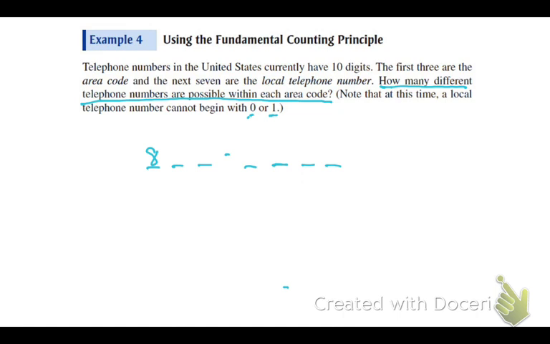Does it say I can't repeat any numbers? No. So how many? 8. It doesn't say I can't repeat. So how many numbers are between 0 and 9? 10. How many choices do I have for my next one? 10. And my next one? 10. So I have 8 and how many zeros? 6. So there's 8 million different numbers in one area code.